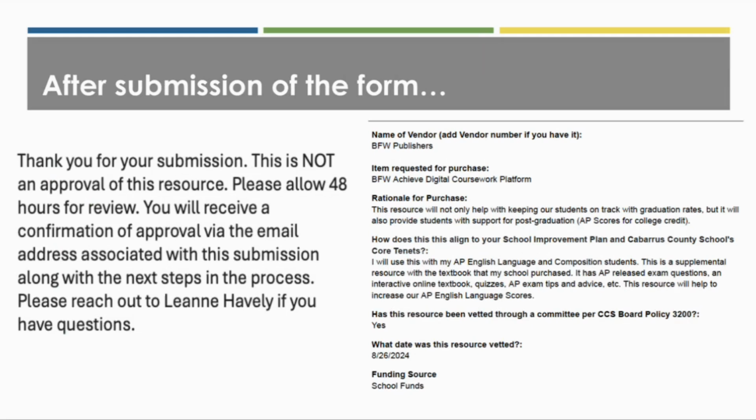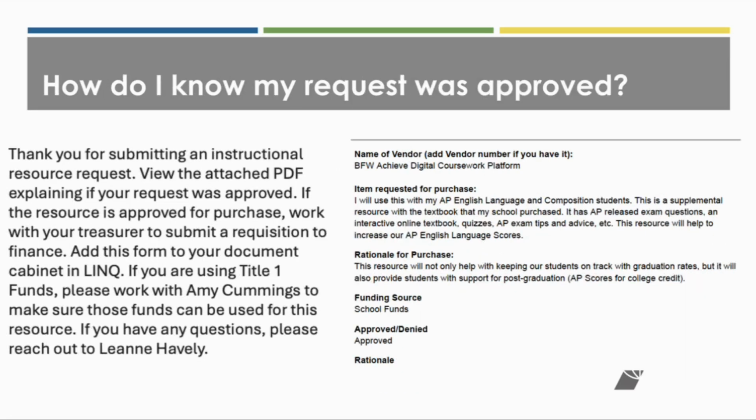After you have submitted the form, a mail merge PDF document will be sent to Leanne Havley and to the person who submitted the form. This is not an approval of the resource. Please allow us 48 hours for review. You will know your resource has been approved when you receive this following mail merge document.